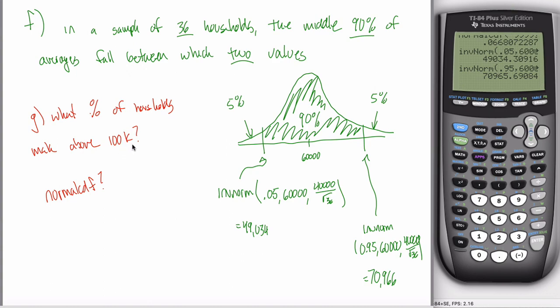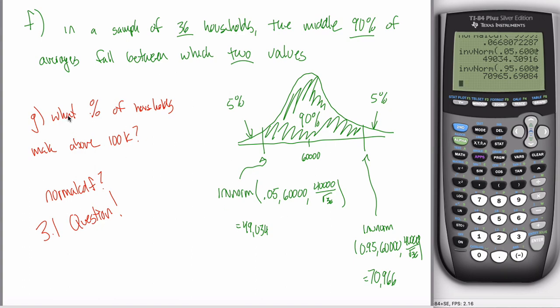Let's see, center and spread. Center would be 60 grand like it's been throughout this example. 40,000. 40,000 divided by the square root of 36. 40,000 divided by the square root of 100. Shoot, I'm not sure what the spread would be. That's a trick question. What percentage of households make above 100K? This is a 3.1 question. This is not a question about the sampling distribution.